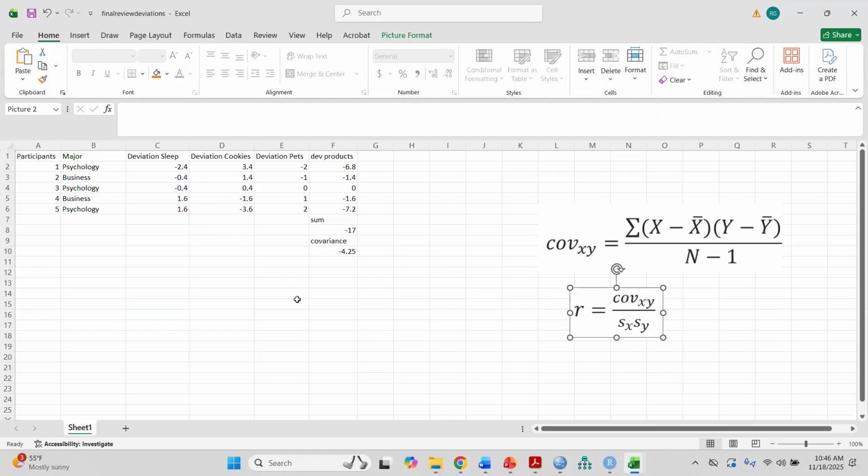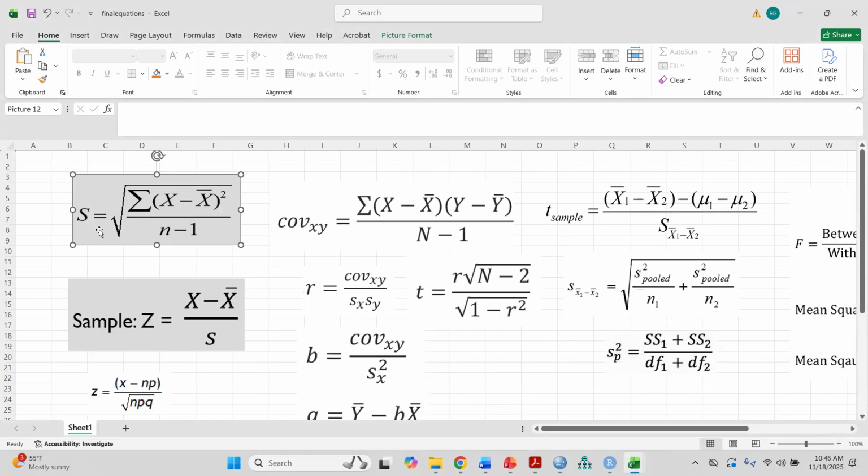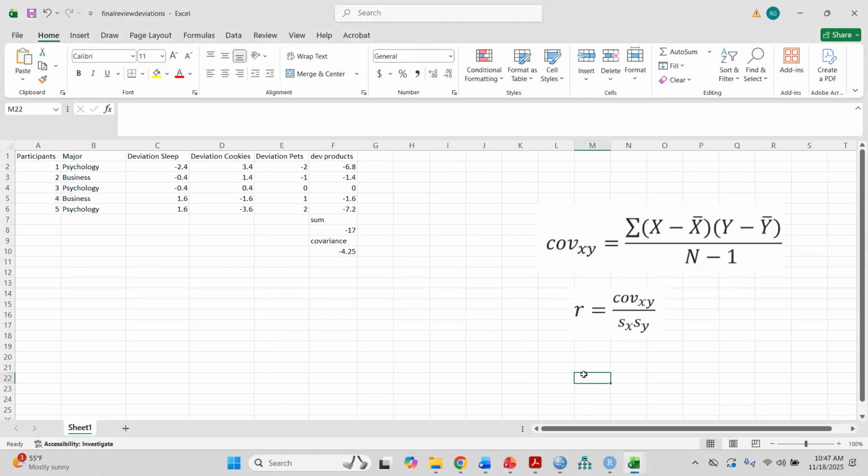Okay. But if you remember, deviation is actually part of the calculation for standard deviation, right? So deviations is this inside part. Well, if we square those and add them together, this is now the sums of squares. Divided by n minus 1 gives us variance. And the square root of that is going to give us standard deviation. So why don't we bring that right over here?